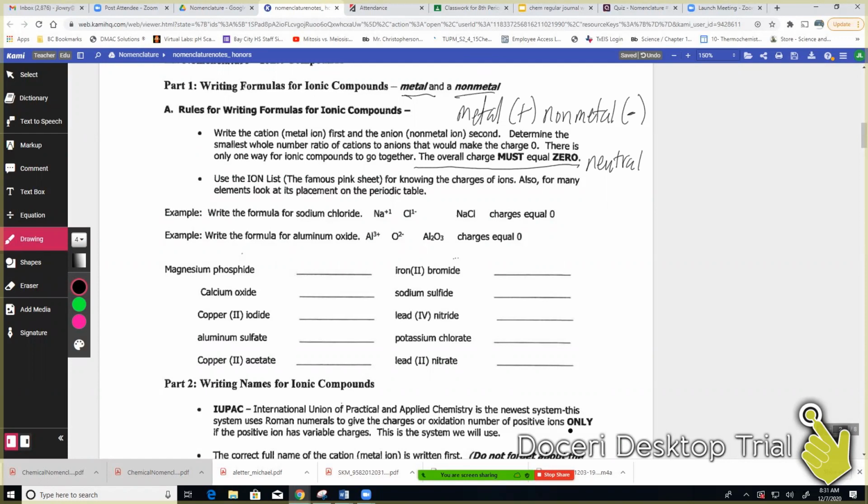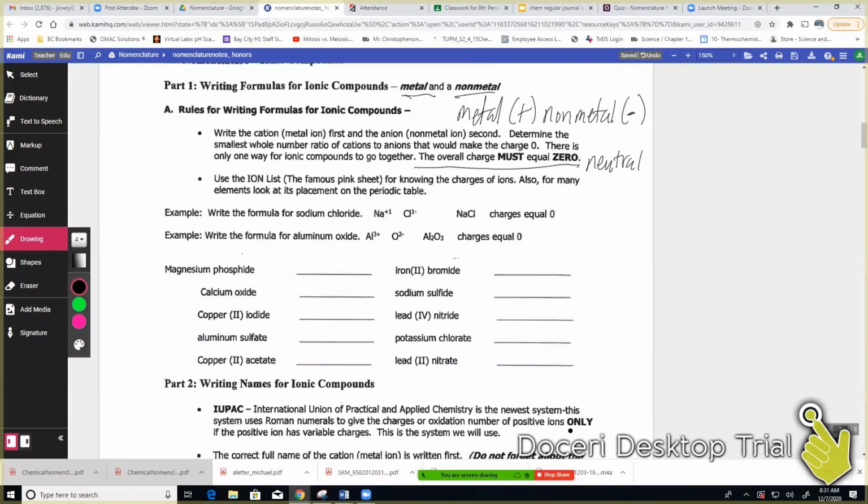Okay. And you're going to be using your ion list to look at the charges. Once again, you don't have to memorize them. All right, so let's say that I had sodium chloride. The first thing that I'm going to do is look on my ion sheet and find out what their charge is.